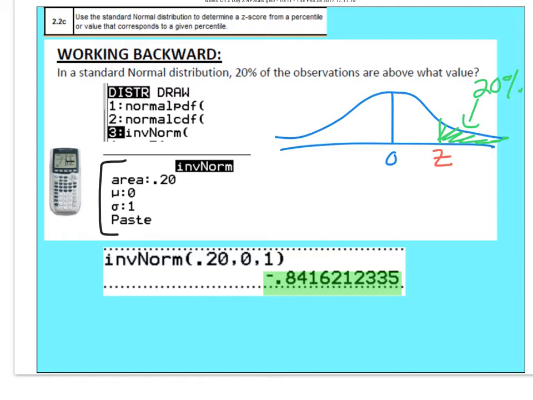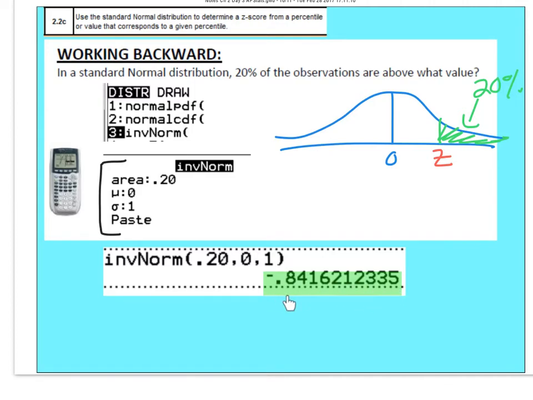But all the 3 parameters are going to be asking you for is what's the area, and it's 20%. What's the mean and standard deviation? All we know is it's the normal curve. We don't have specifics, so I just use 0 and 1. This is what you would type in for the calculator, and that's going to show you this appropriate z-score.